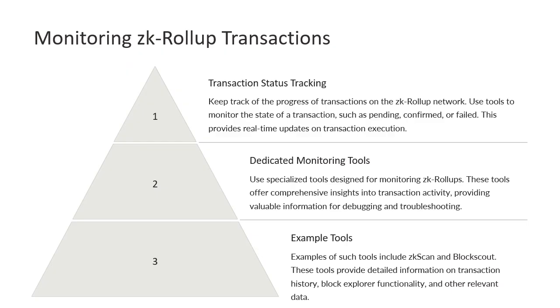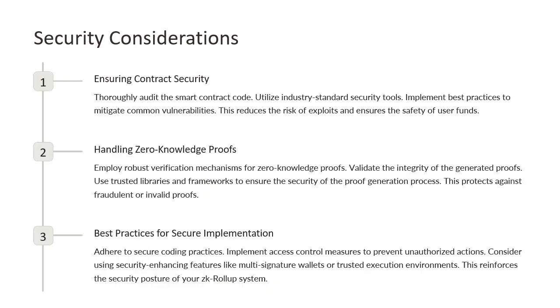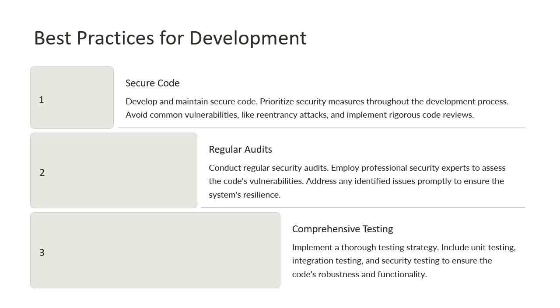Monitoring ZK rollup transactions ensures transparency and aids in debugging. Tools like zkSync and Blockscout provide insight into transaction activity and network performance. Security is paramount in ZK rollup development. Thoroughly audit smart contracts, validate zero-knowledge proofs, and follow best practices to prevent vulnerabilities and ensure the safety of user funds. Adopt secure coding practices, conduct regular audits, and implement comprehensive testing strategies. This ensures the robustness and functionality of your ZK rollup system.